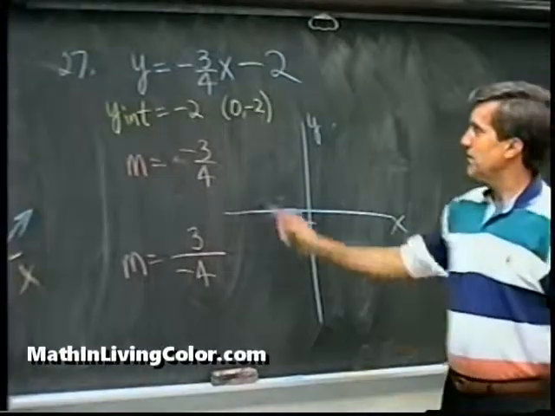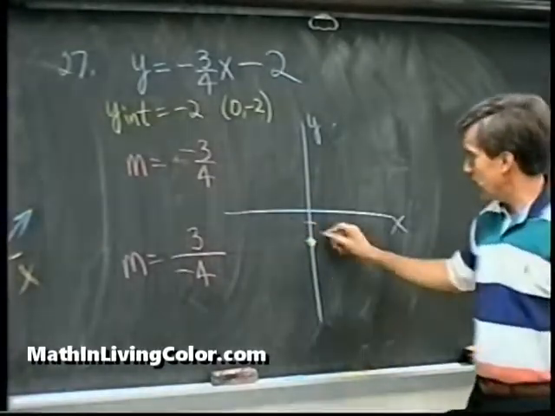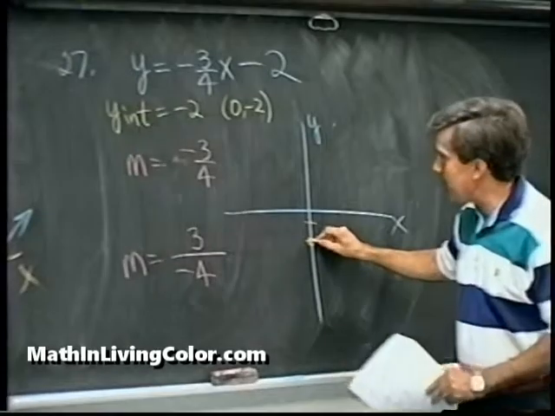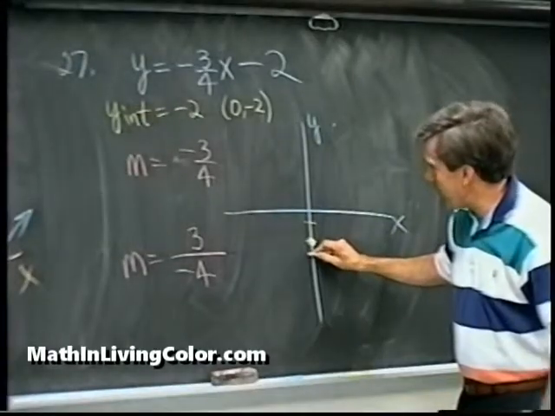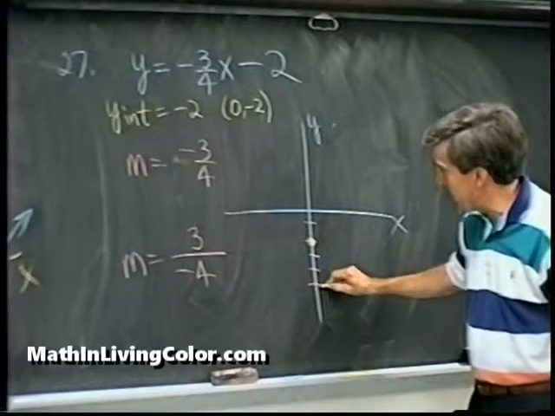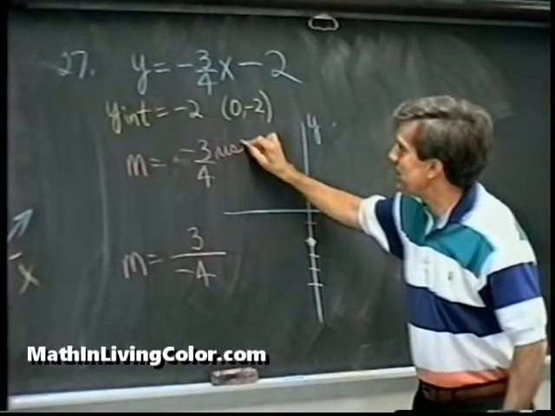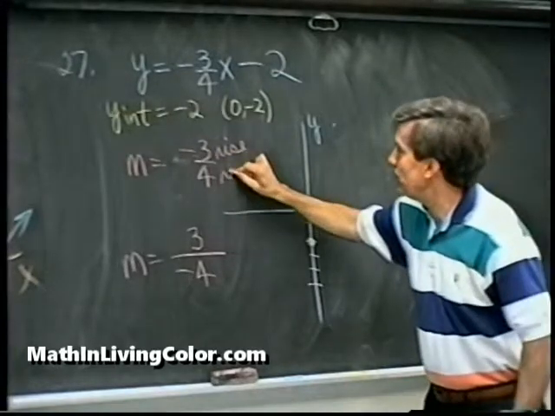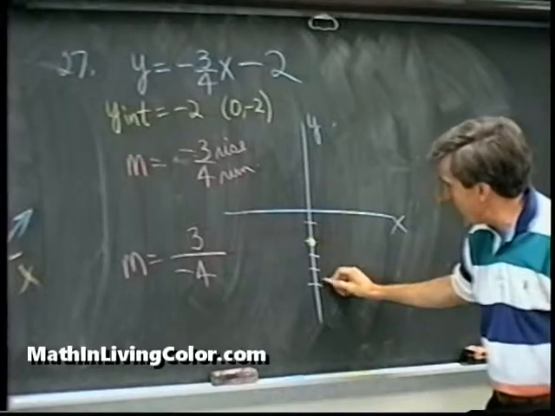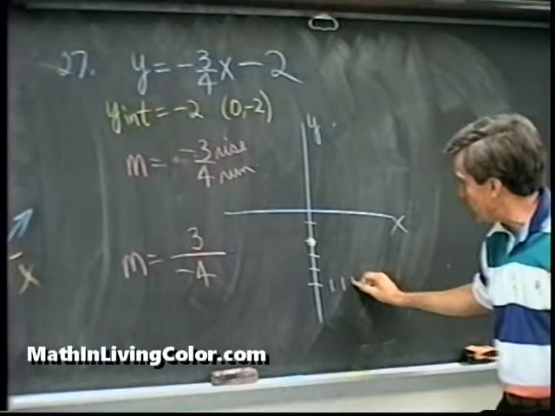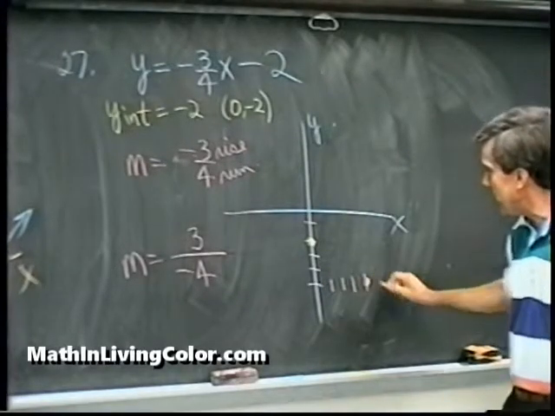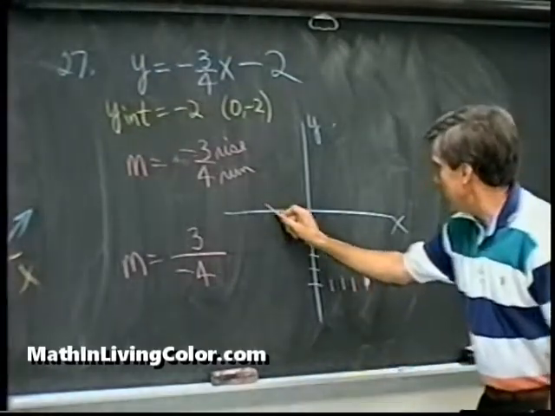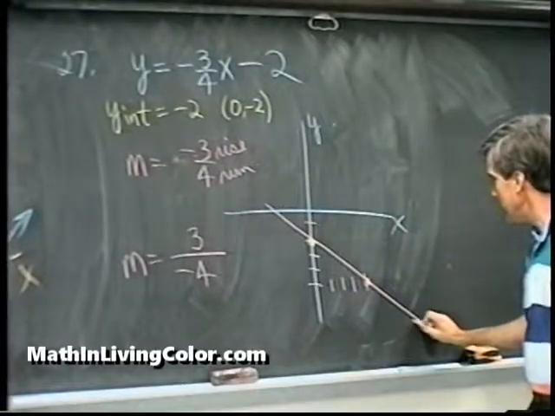Now from this point, we're going to rise negative 3. That means go down 3. 1, 2, 3, down. Rise negative 3 and run 4, so I go down 3 and over 4. 1, 2, 3, 4. And that's my next point, and this is my line. Is that right?